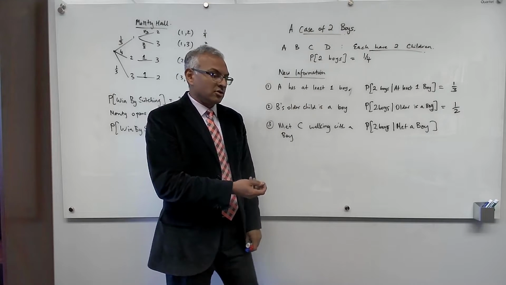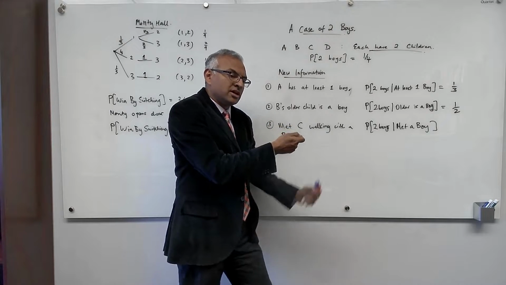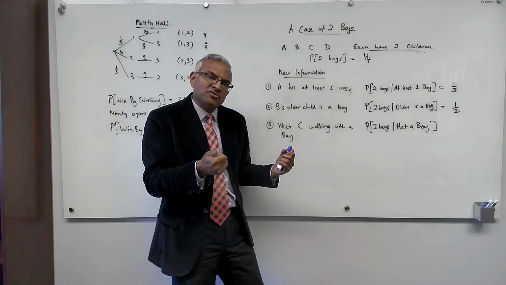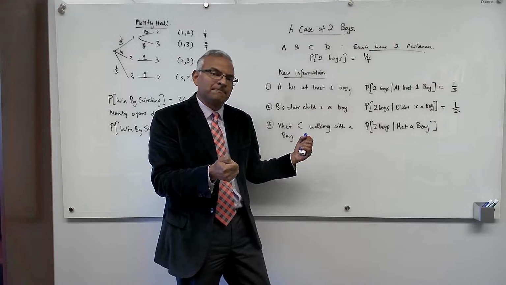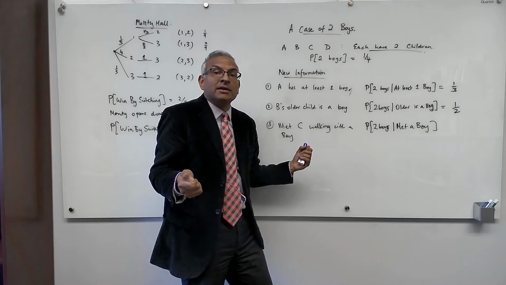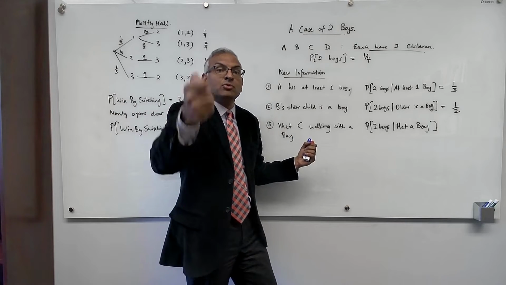Okay. So the first scenario is C has a girl first and then a boy, and you met that younger boy. Then C has a boy first and then a girl, and you met that older boy. Okay. Or C has 2 boys, boy 1 and boy 2, and you met boy 1. Or C has 2 boys, boy 1 and boy 2, and you met boy 2.